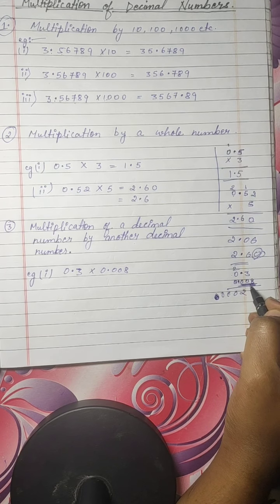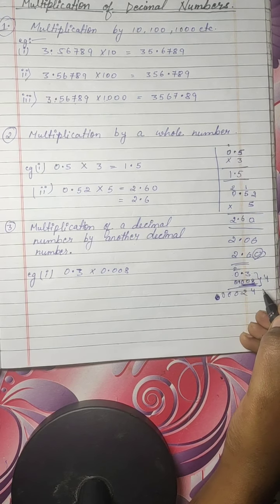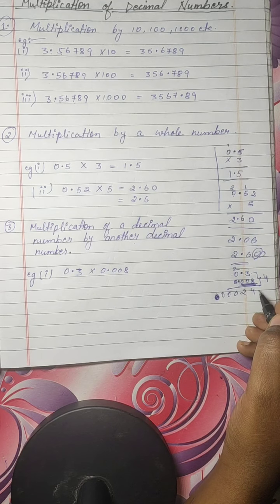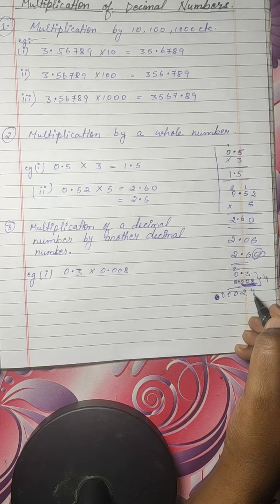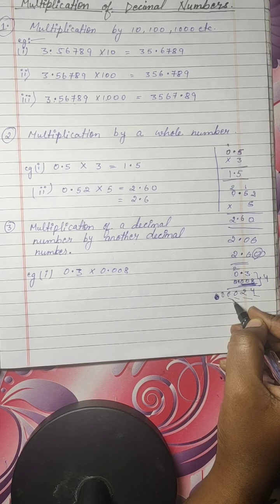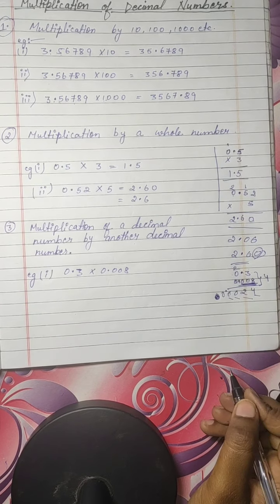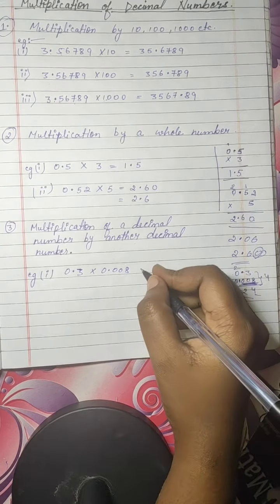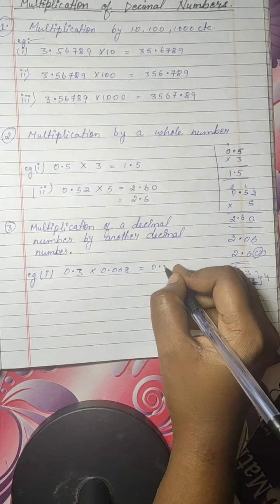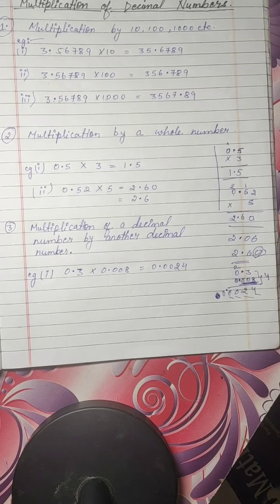So here 3 and this one you will add, that becomes 4 digits. Okay, so we have to put the point just before 4 digits. So let's start from here, 1 2 3 4. So 4 digits here, so we will put the point here and the answer will be 0.0012. Any doubt?